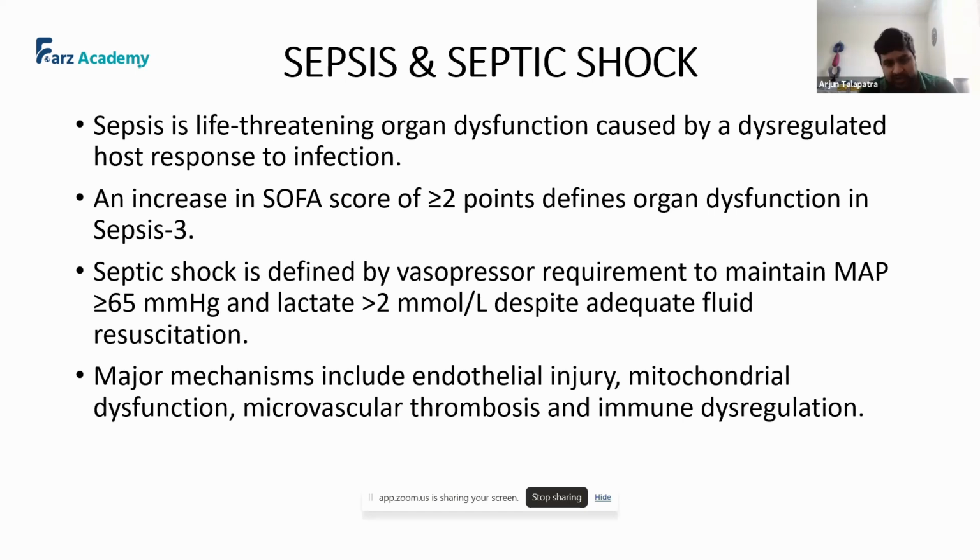Please remember the components of the SOFA score if you don't remember the score itself. It looks at 6 systems. You have to know what particular component it is looking at from each system. Like for the respiratory system, it is the PF ratio, for instance. So you have to know these.